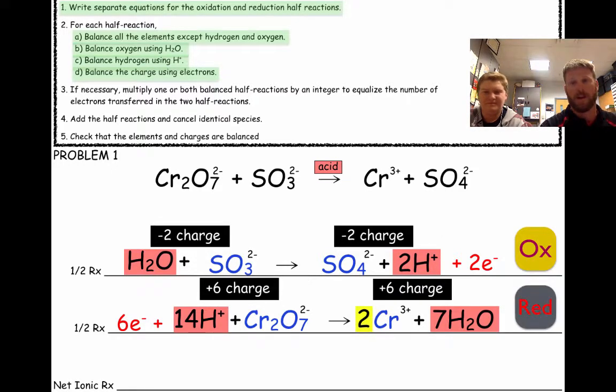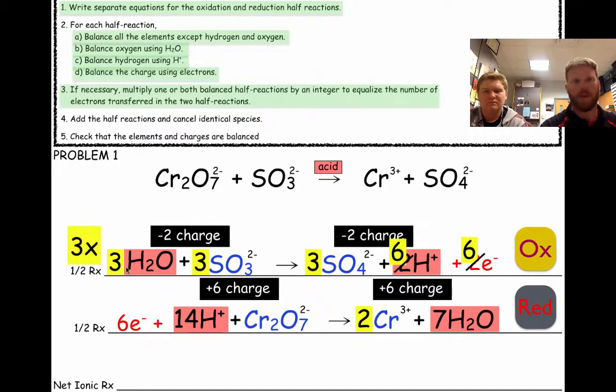Very good. Now, all we have to do is check to balance our electrons and add our half reactions together. So I have 2 electrons in this half reaction, 6 electrons in this half reaction. I have to have the same number of electrons. So I got to multiply this first reaction by 3. So everything's going to increase by 3 there. And then we're going to add the half reactions together and cancel the identical species.